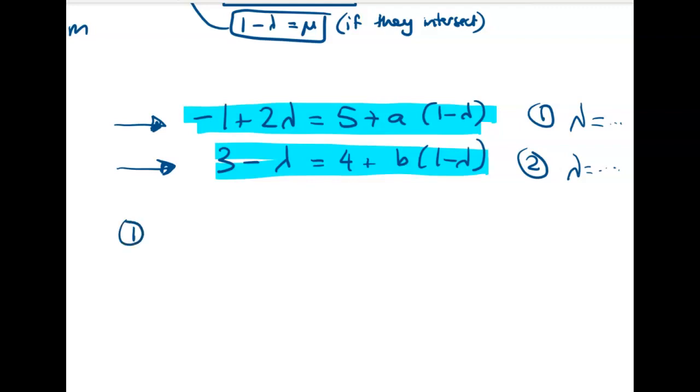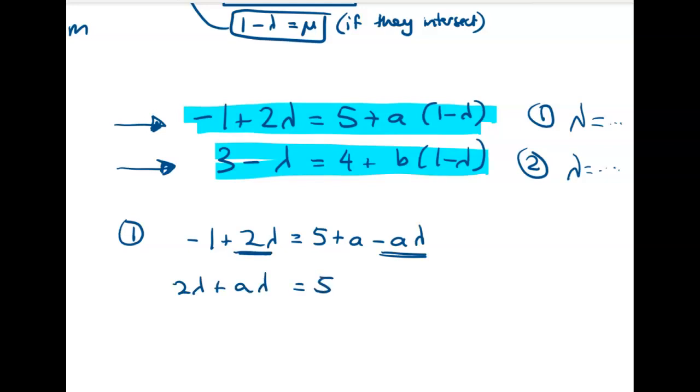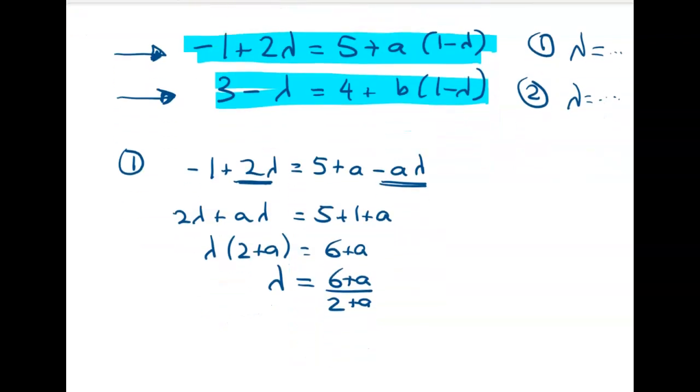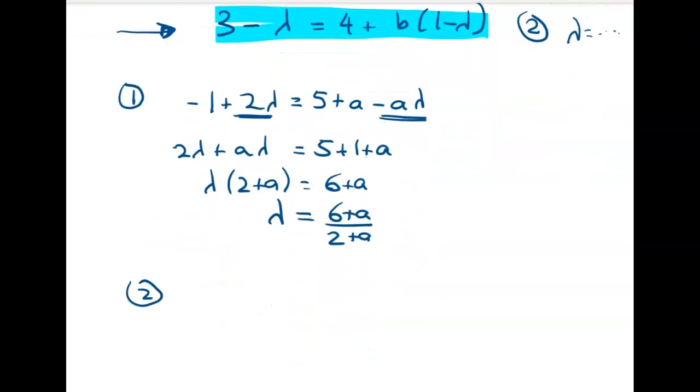Working with equation 1, we've got -1 plus 2 lambda is equal to 5 plus a minus a lambda. Get everything with lambda onto one side. So we have 2 lambda plus a lambda is equal to 5 plus 1 plus a. That gives me lambda times (2 plus a) is equal to 6 plus a. So lambda in terms of a is given by this. Now we're going to do the same thing with the second equation. We've got 3 minus lambda is equal to 4 plus b minus b lambda. That's just expanding out this side.